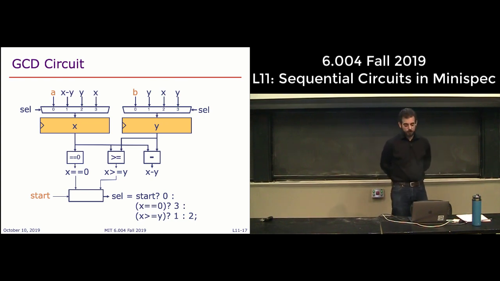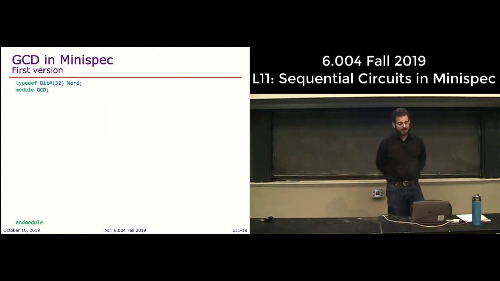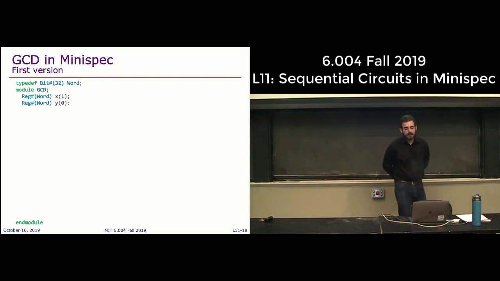So now you have a procedure for drawing a sequential circuit. We've translated Python into hardware. Isn't that cool? Now let's write it in Minispec. This is actually also pretty simple because it maps very well to the Python implementation. Rather than drawing circuits, first of all, let's work with words, which are going to be 32-bit values, so I can just typedef that.